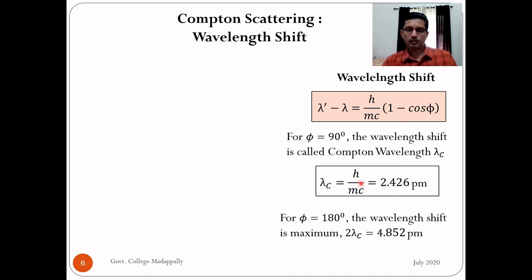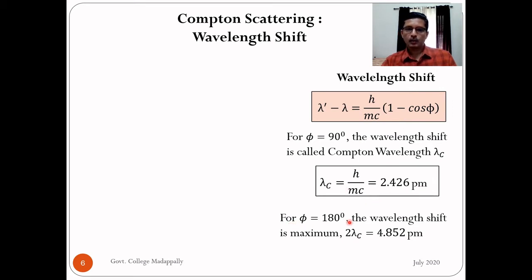Maybe we can do this calculation more easily if we multiply the numerator and denominator by c, so that we get hc by mc square. hc is 1240, and we can use MeV femtometer in this case. mc square is the rest energy of the electron, which is 0.511 MeV. So MeV will cancel. If you do this calculation, you will get this. You can check that. So the Compton wavelength is 2.426 picometer.